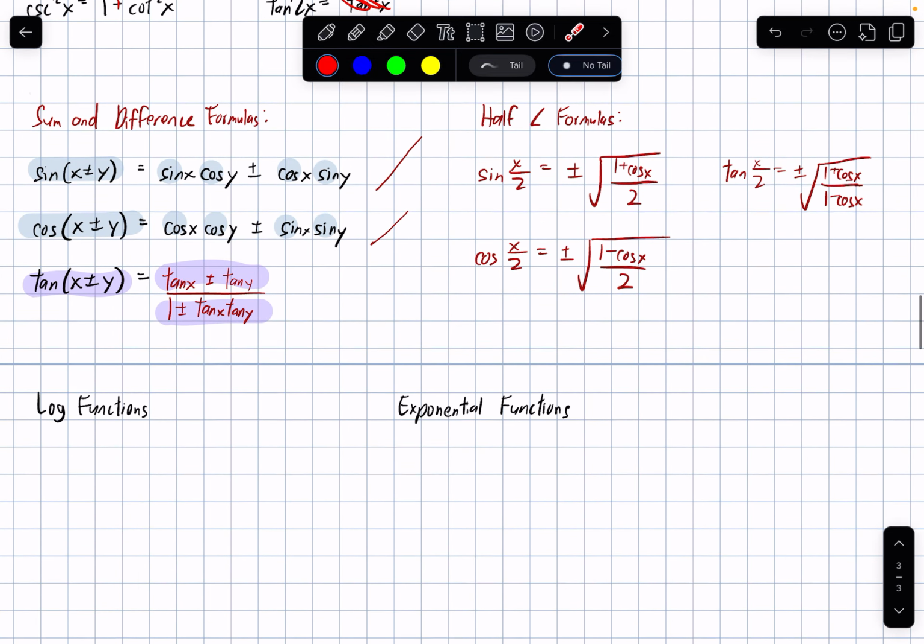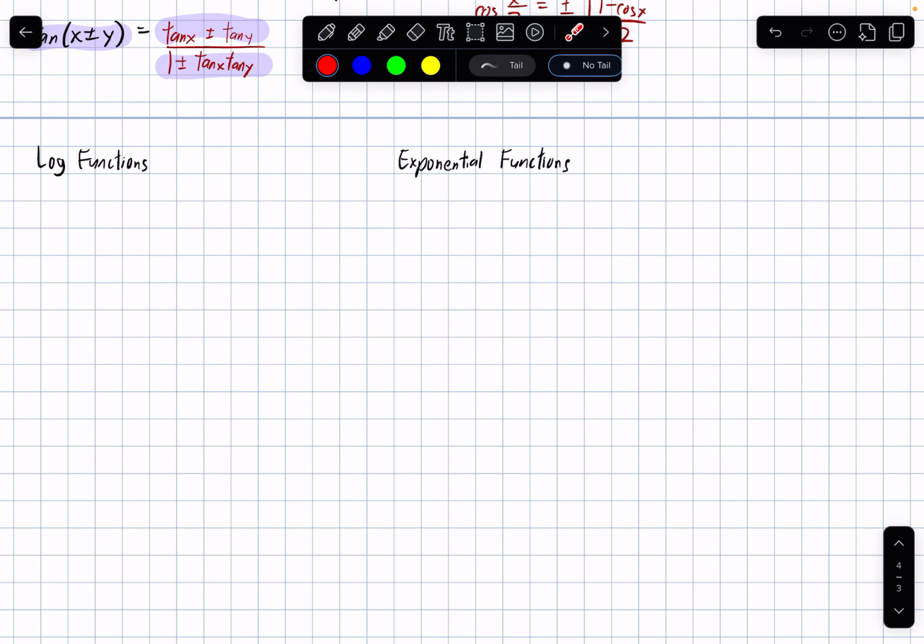Next video will be on log functions and exponential functions. But expect in the next videos, I'll be recording video montages of me answering several questions where these formulas are used. So yeah, that's it.